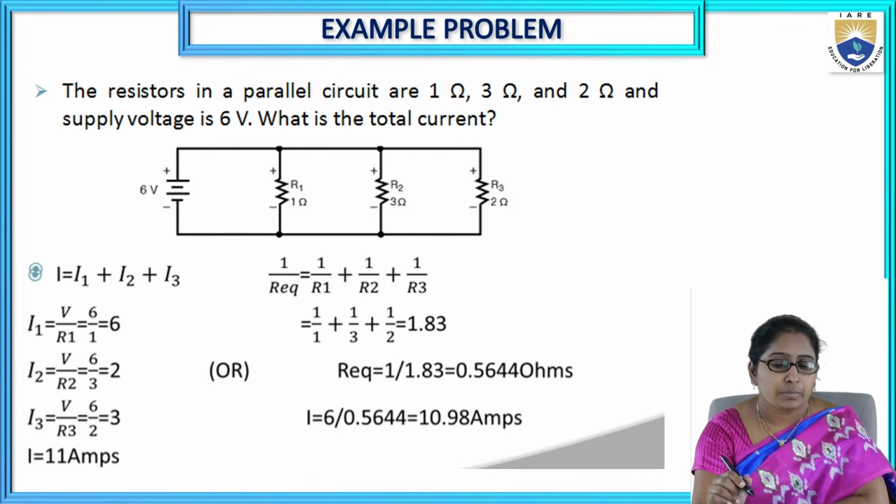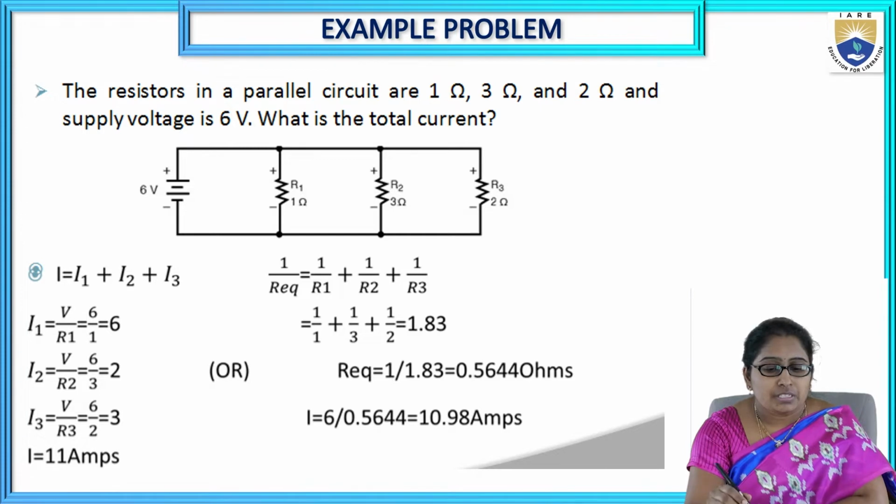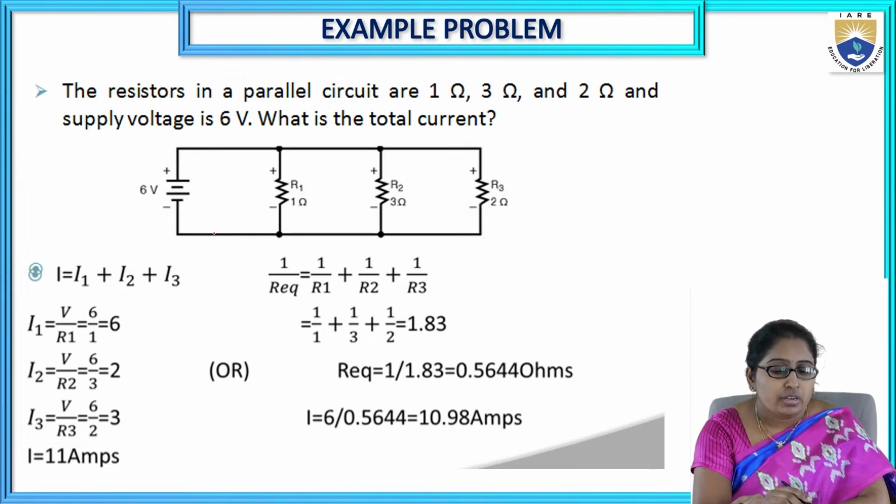See that here it is mentioned the resistors in a parallel circuit are 1 ohm, 3 ohm and 2 ohm, and supply voltage is 6 volt. And what is the total current? The circuit is also given. So here see that the circuit has 3 resistors, 1, 3, 2 ohm resistors R1, R2, R3 connected in parallel with a supply of 6 volts.